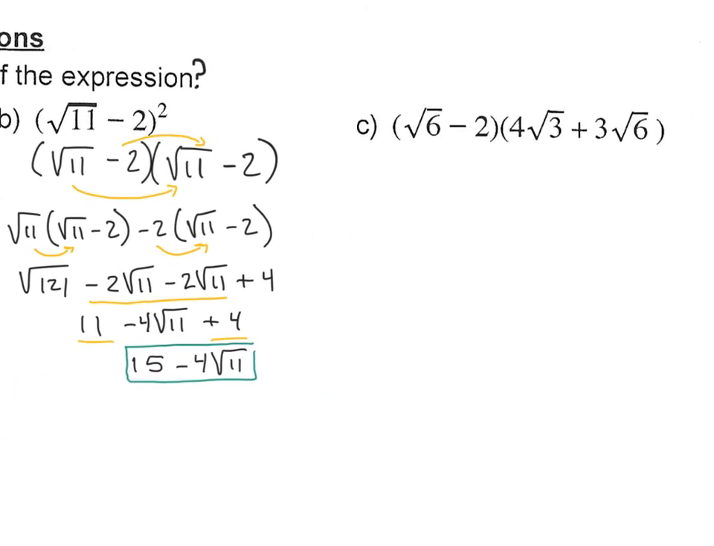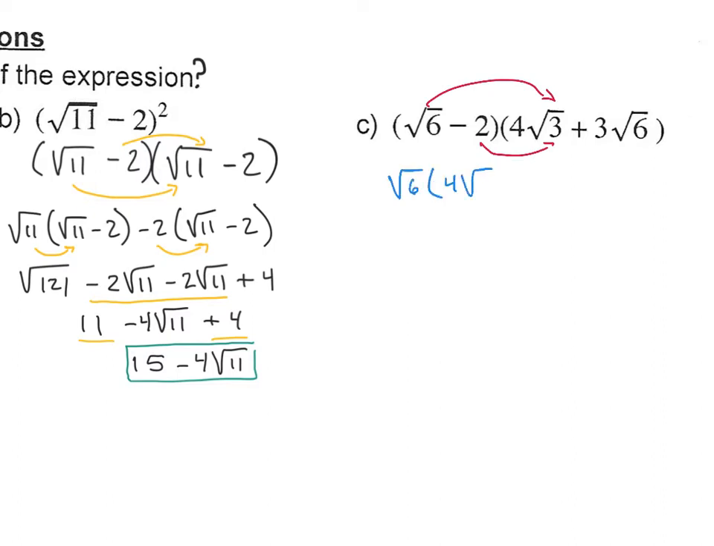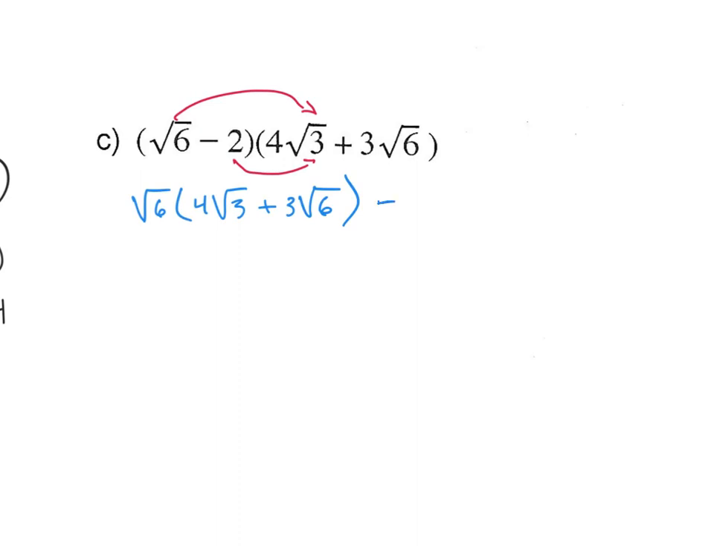Okay, we're going to continue to do the same thing over here, but it looks like we have some mixed radicals and numbers. We'll do the same operations we just did. We have to multiply the square root of 6 times everything in that parentheses and negative 2 times everything in that parentheses. So I have the square root of 6 times 4 square root of 3 plus 3 square root of 6. And then I have negative 2 times the same, 4 square root of 3 plus 3 square root of 6.